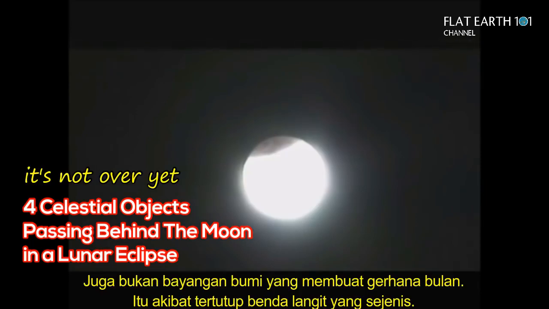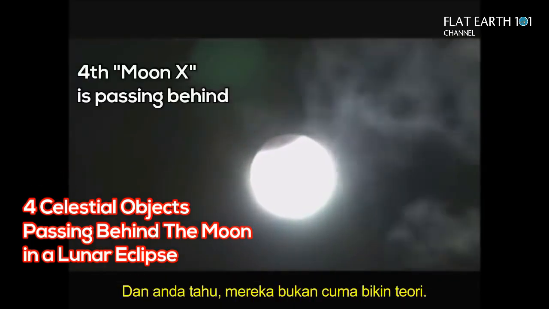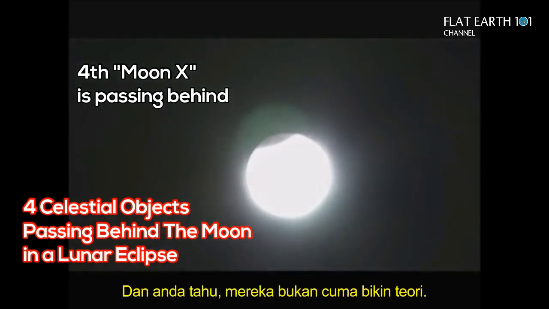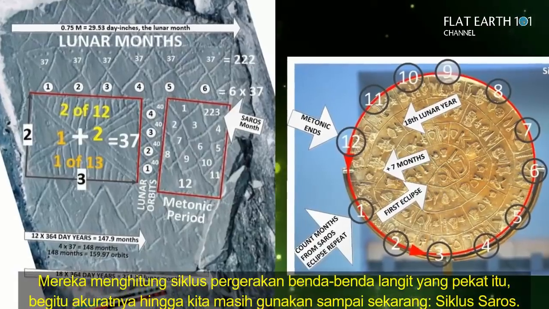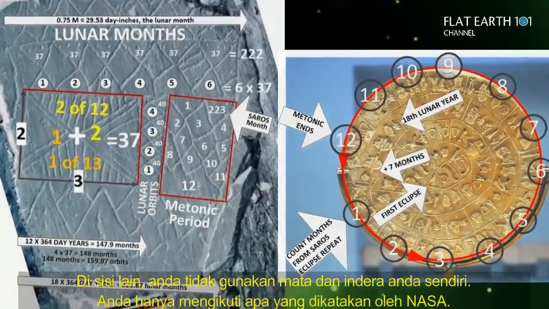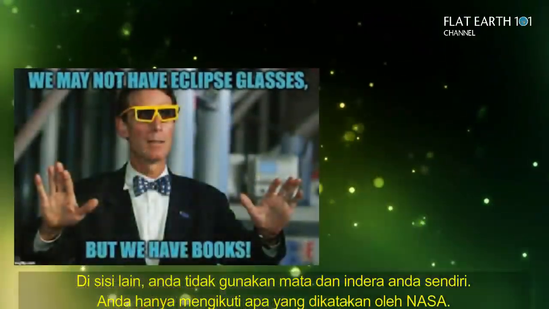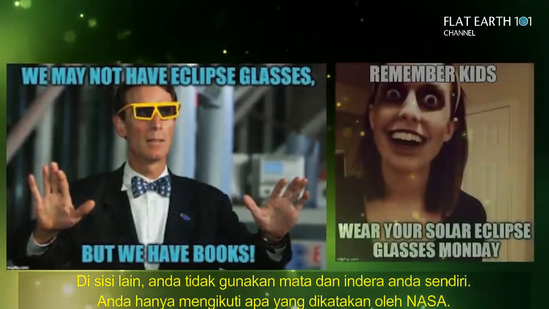And it's not the Earth's shadow that eclipsed the moon either. It's a similar dark sky object. And you know what? They didn't just make theories. They calculated the cycle of these dark objects so accurate we still use today, solar cycle. On the other hand, you don't use your own eyes and your own senses. You just follow what NASA told you.